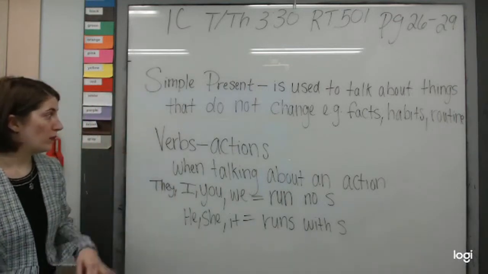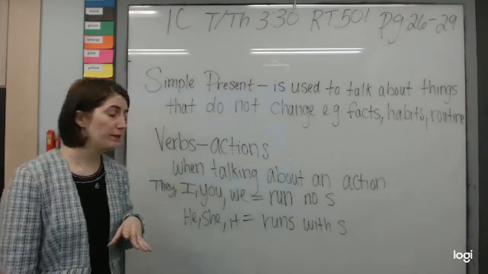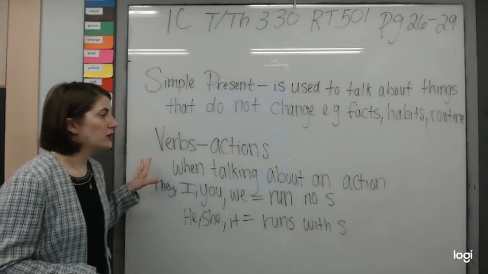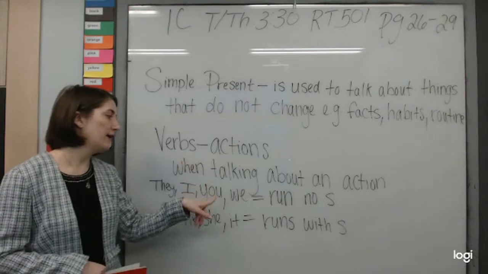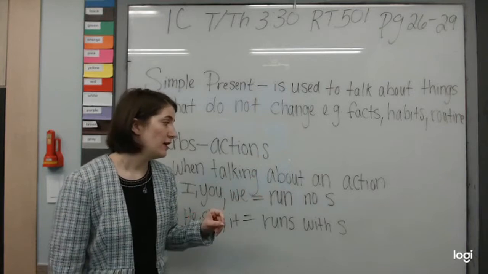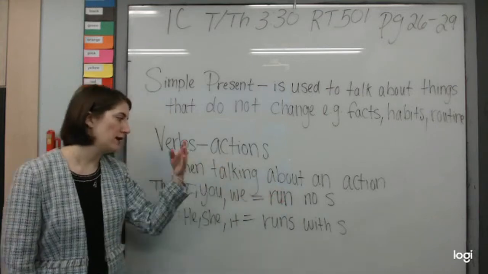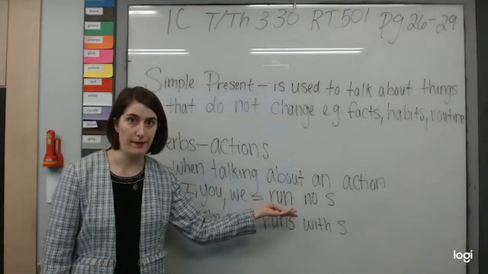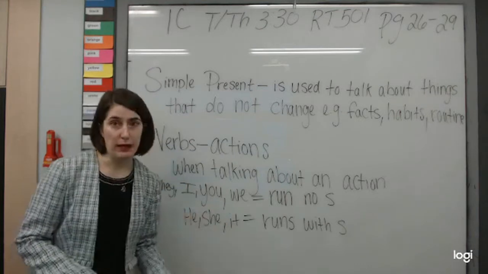So, we already said that verbs are actions, all right? Now, there's something you need to keep in mind about verbs. When you are talking about an action, if it is they, I, you, we, the action will not have an S at the end. The action I have chosen is run. So, they run, I run, you run, we run. No S, okay? Because except for I, many people, no S.